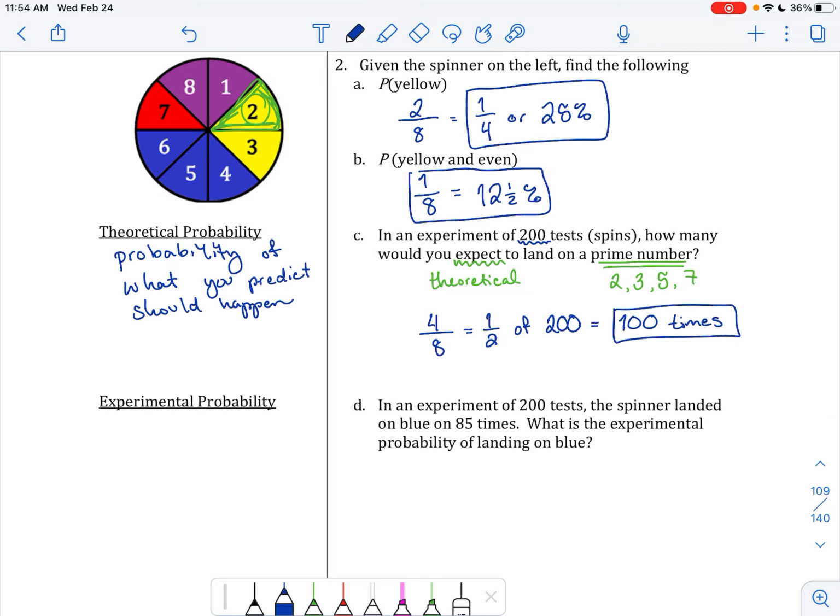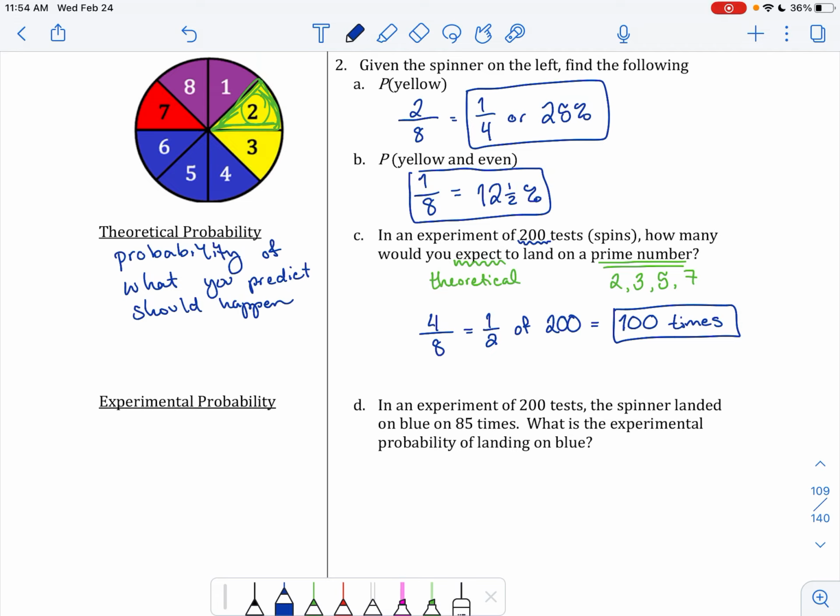Now, if I actually spun this 200 times, I wouldn't actually probably get 100. I might get 91. I might get 107. I might get 82. I would expect to get a number close to that if I actually did this experiment, but 100 just gives us a benchmark.